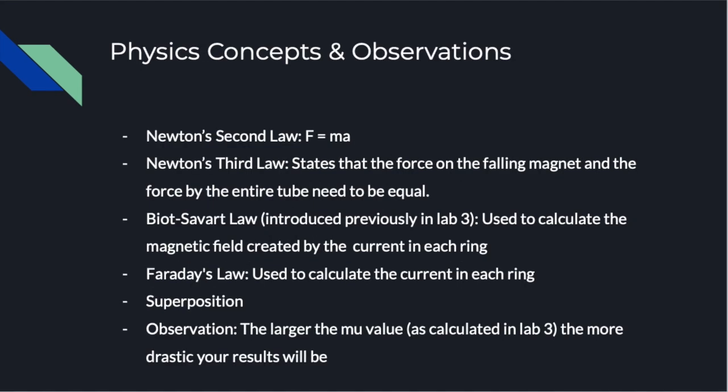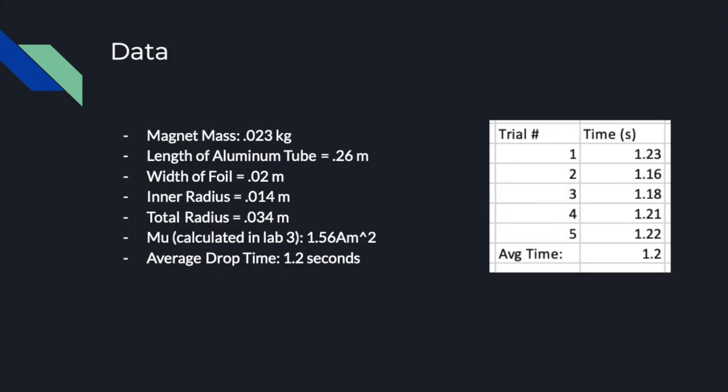On this slide, we will discuss the physics concepts and observations that are displayed in this lab. There are many physics concepts used. Newton's second and third laws are both applicable to this lab, as well as the Biot-Savart law to calculate the magnetic field, Faraday's law to calculate current, and superposition to add up the values of each ring. One observation I found is that your mu value that was calculated in Lab 3 can skew your results if it's too high. Here is the data from my experiment.